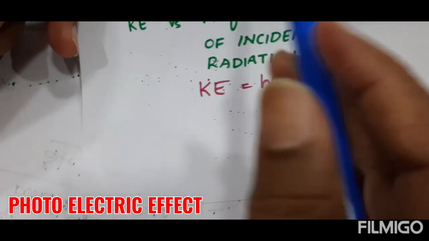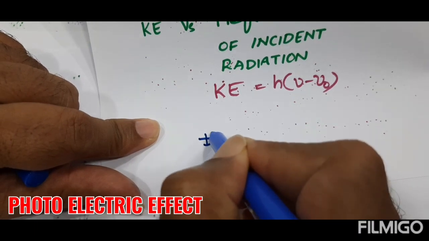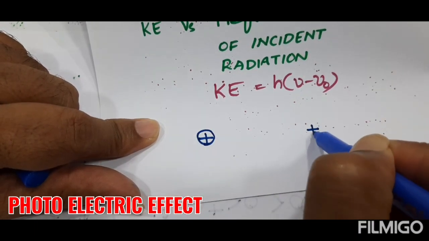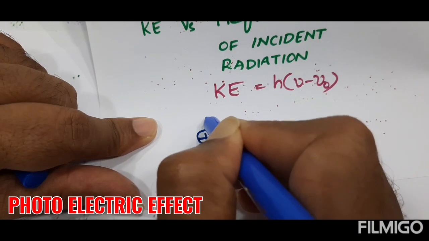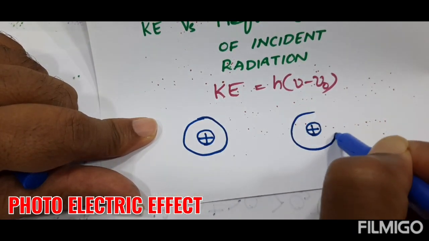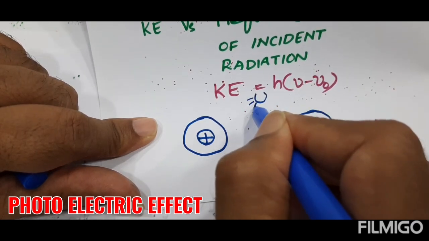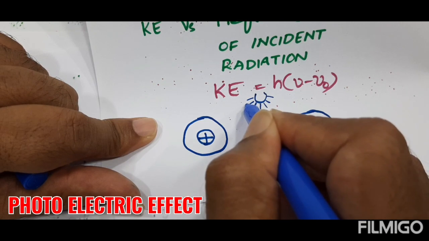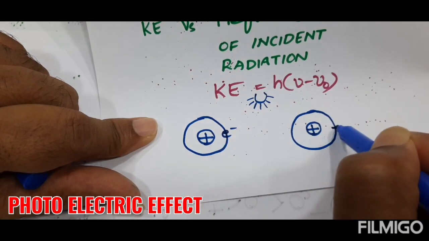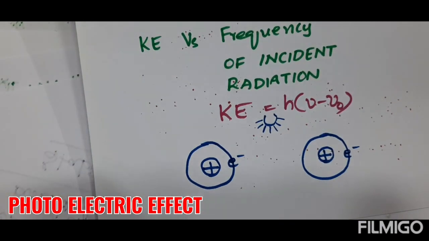I will explain how it increases. Take the nucleus, and also taking another nucleus, two examples. This is the atom, and both the atoms are the same. This is the source. Here an electron is there, here an electron is there. Both the atoms are the same.